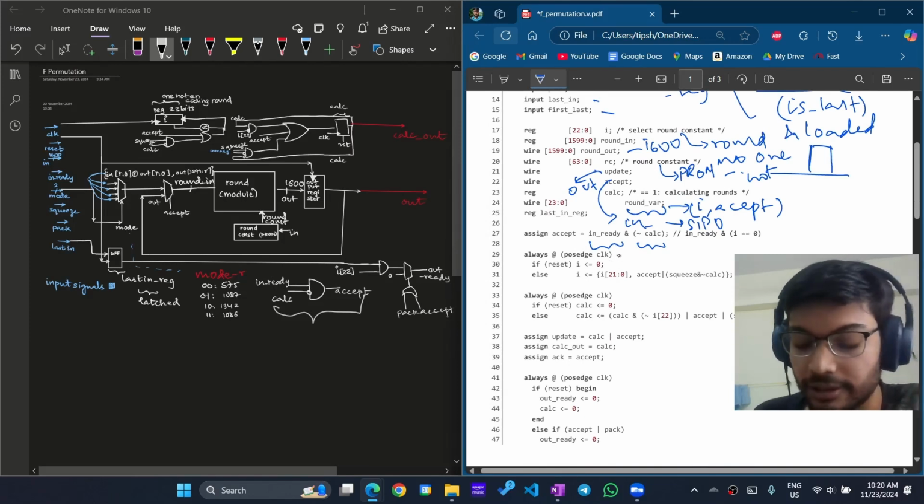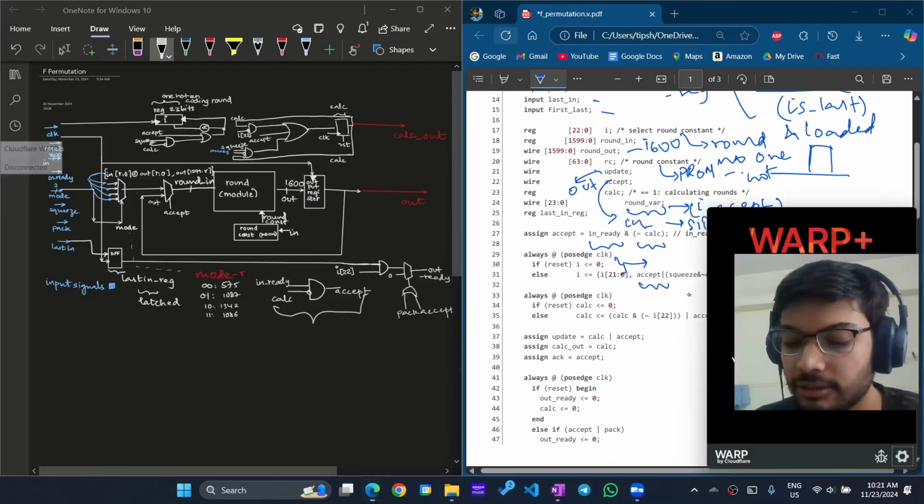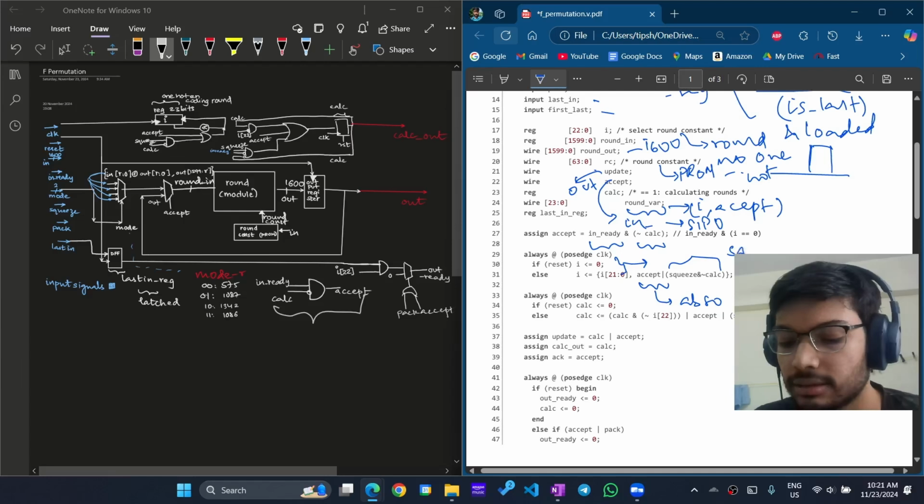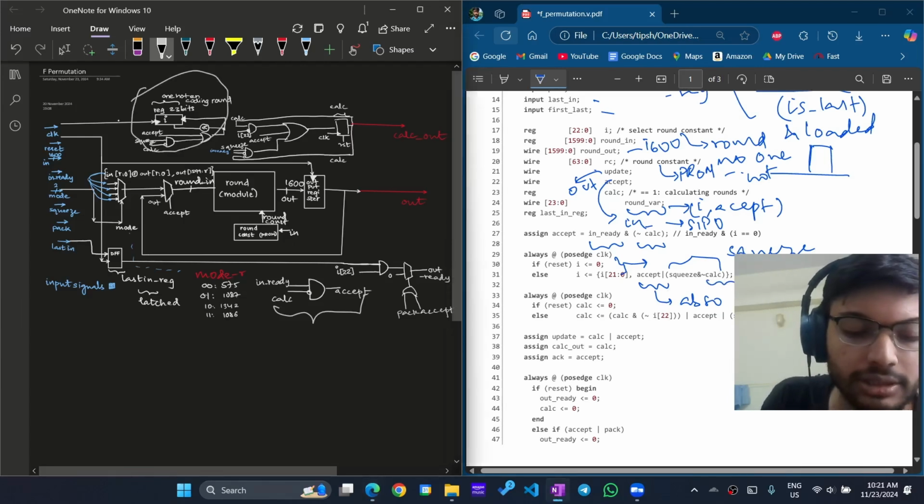The round constants are based on the round number, which is first reset, and then it's left shifted and appended with accept or squeeze and not calculate. That is when it is accepting input for the absorption, or it's trying to squeeze to give more bits and it has stopped calculating from the absorb phase, which is given here in the logic.